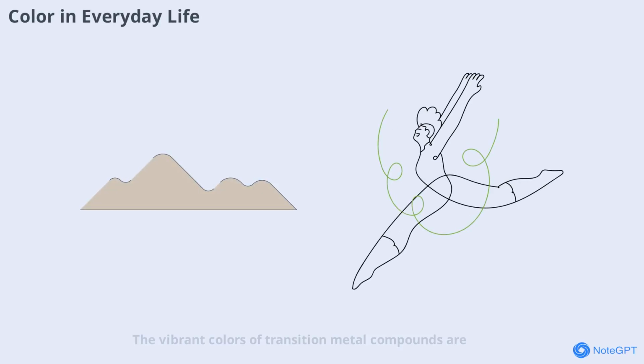The vibrant colors of transition metal compounds are not just for the lab, they're found in paints, ceramics, and glass. Cobalt blue, chromium green, and manganese violet are just a few examples. These colors are prized in art and industry, showing how chemistry adds beauty to our world.